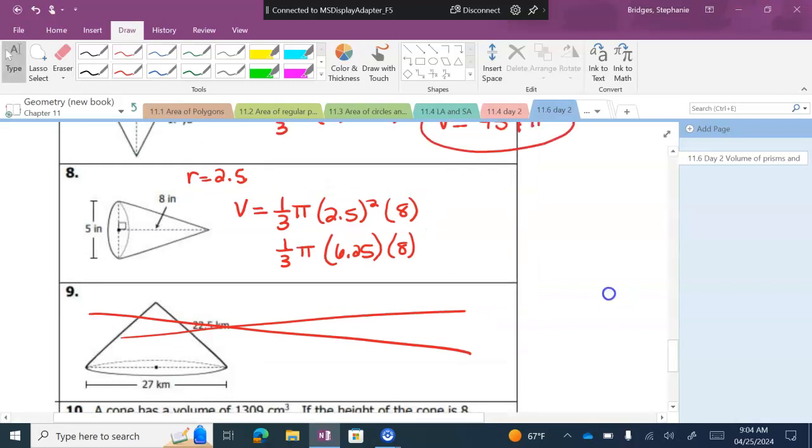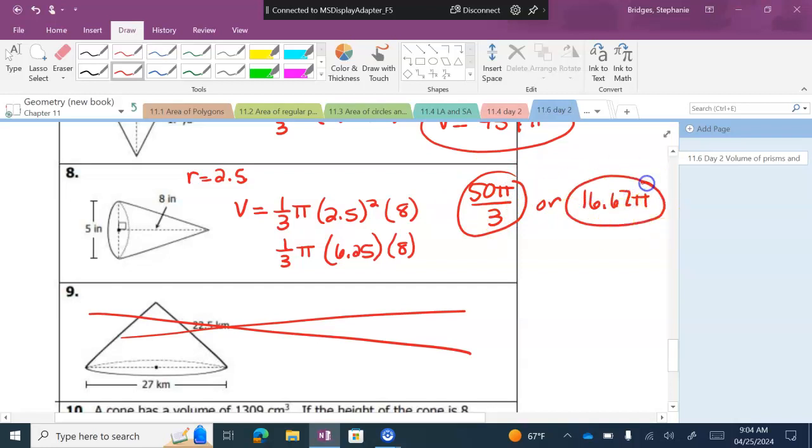And so you can get two answers. If you left it in fraction form, it would be 50 pi over 3. Or if you gave a decimal, 16.67 pi. Let's say you were doing it in the calculators. What would you do? You would do 6.25 times 8 divided by 3.